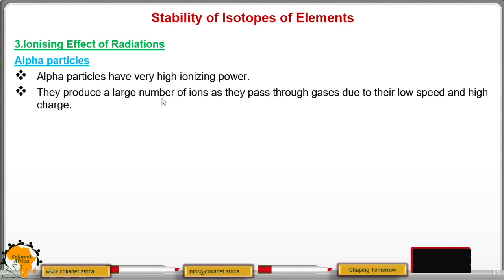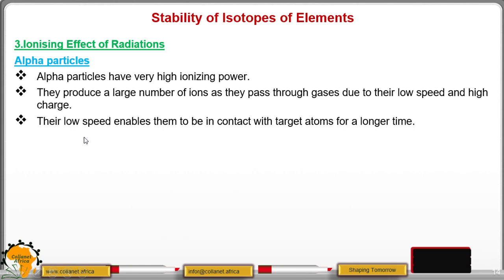They produce a large number of ions as they pass through gases due to their low speed and high charge. Their low speed enables them to be in contact with the target atoms for a longer time. So these are explanations why alpha particles have very high ionizing power. One, we have said it is because of their low speed, and number two, because of their high charge.